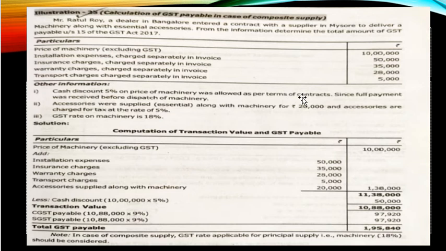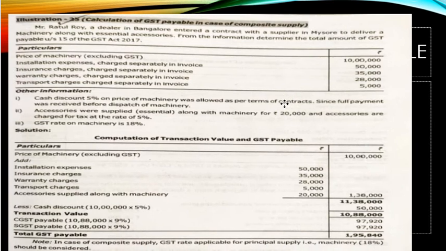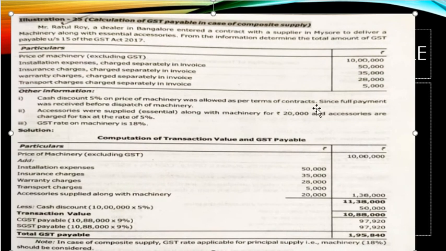So installation expenses are to be charged. Then insurance charges charged separately in invoice. Warranty charges are also charged separately in invoice. Transportation charges also to be charged separately in the invoice. Then other information: cash discount 5% on price of machinery was allowed as per the term of contract. Since full payment was received before dispatch of machinery, accessories were supplied along with machinery for rupees 20,000, and accessories are charged for tax at a rate of 5%. GST rate on machinery is 18%.